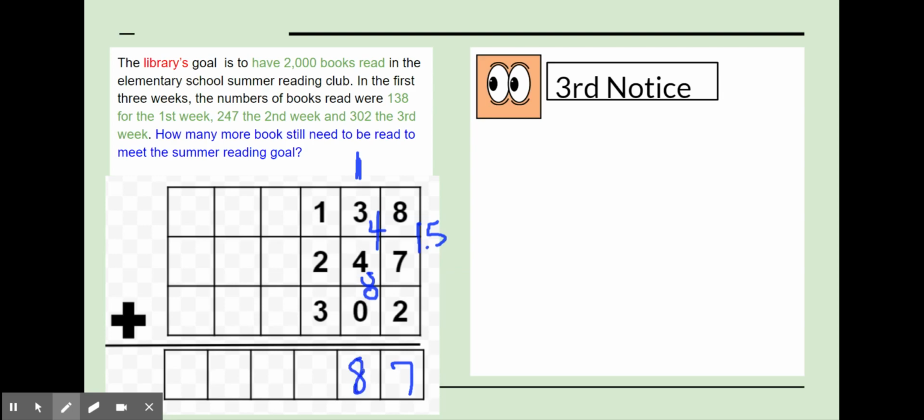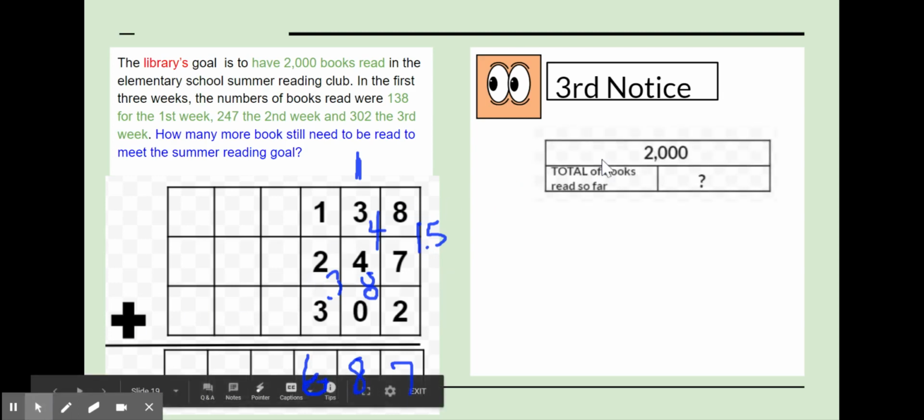Moving to our next place value, 1 plus 2 is 3. 3 plus 3 is 6. So 687 is the amount of books that we have read so far. So that was our first step. But remember, we drew another model.